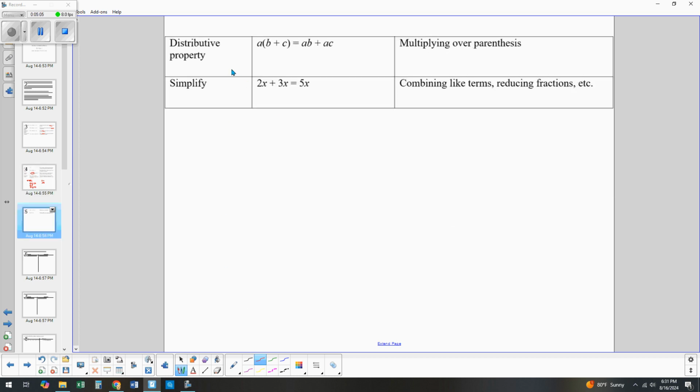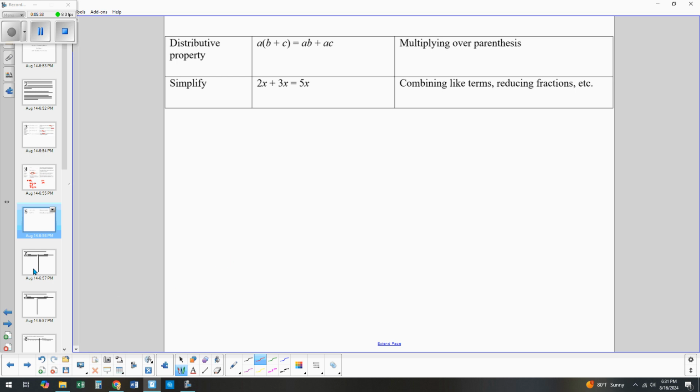And then we have the distributive property, which I do believe we should be familiar with, right? Using the arrows to distribute. And then simplify is kind of our catch-all term for when we're combining like terms or reducing fractions. The main thing simplify is doing is it's not working on both sides of the equation. It's only affecting one side of the equation. So you could be adding terms, but you're not adding to both sides, which would have been the addition property. You're just combining the terms that already existed.